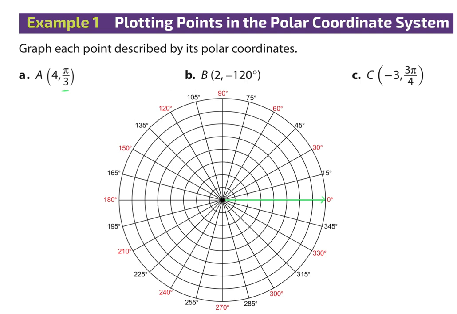Now, once again, I am going to draw this angle, as it were, right here. You can see I'm dashing it for right now. And then I'm going to decide how I'm going to move. 2. It's a positive 2, so it's in the direction of that angle. So I'm going to start from the center, and I'm going to say 1, 2. And I'm going to drop it right there. So it's going to end right here. It's going to look like that. So this is the point 2, negative 120, right there. 2, negative 120.